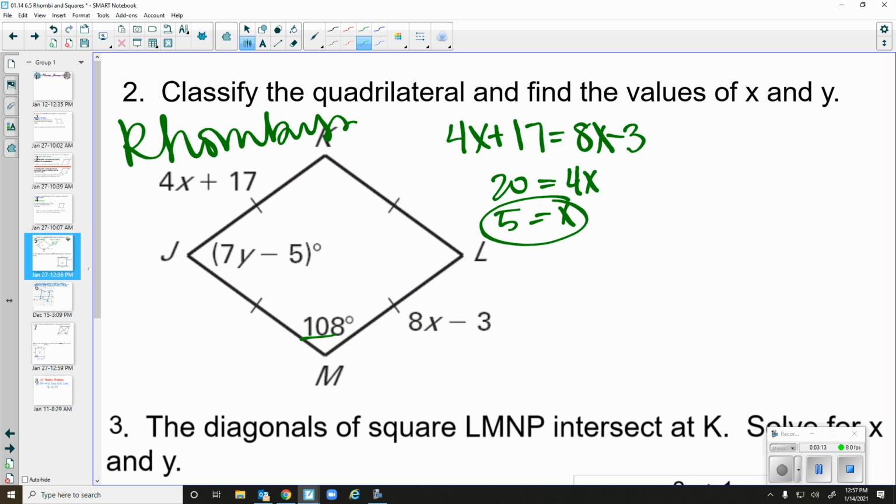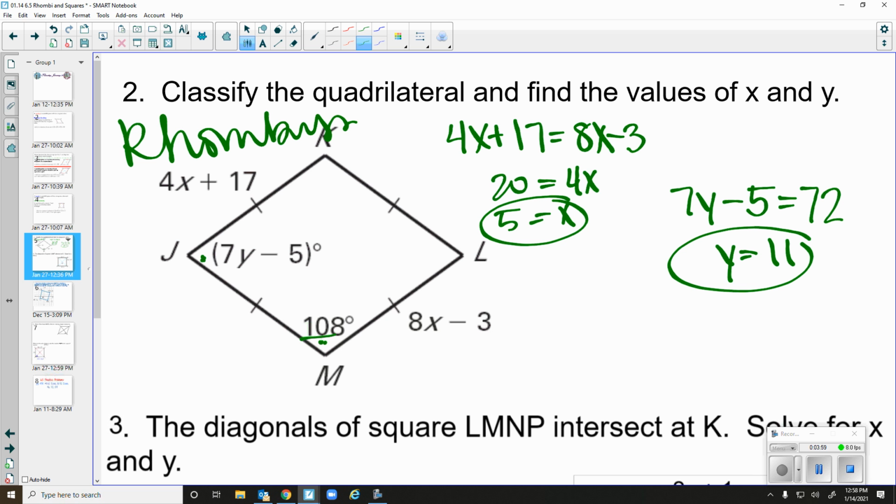And then solving for y, what's your setup? Yes. Okay, yeah, I like that you just got 72. There's a faster way to get to that, because it's still a parallelogram where these are consecutive angles, right? Consecutive angles of any parallelogram are supplementary. So yes, 7y minus 5 is equal to 72. You are correct, which means y is 11.